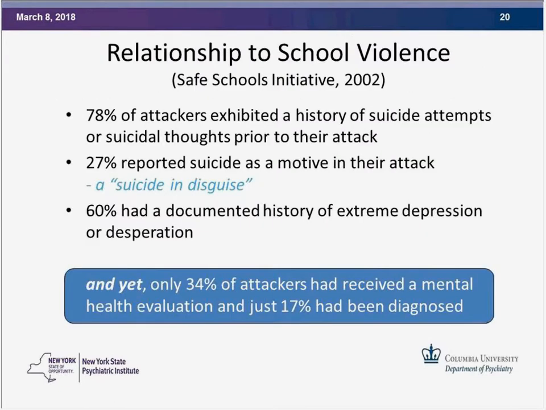And there's actually a strong relationship between suicide and school violence. So we saw in the Safe Schools Initiative study that the Secret Service did that about 78% of attackers showed a history of suicide attempts or thoughts prior to their attack. And so we've been saying since Columbine that if we screen our high school students, we not only will find students who might be suffering in silence, but we may also prevent a tragedy like Columbine or like Parkland from happening.